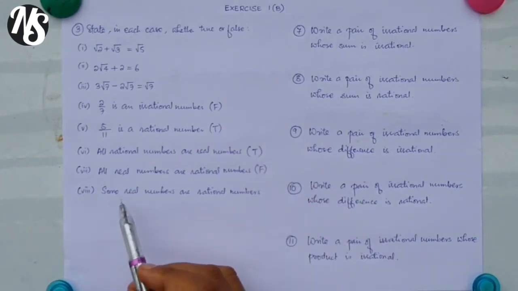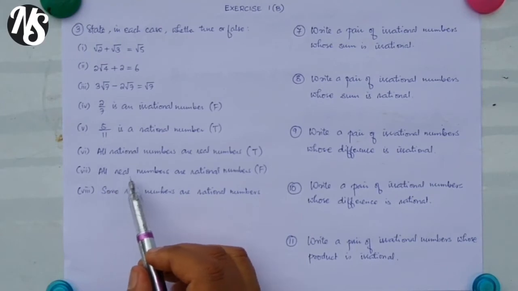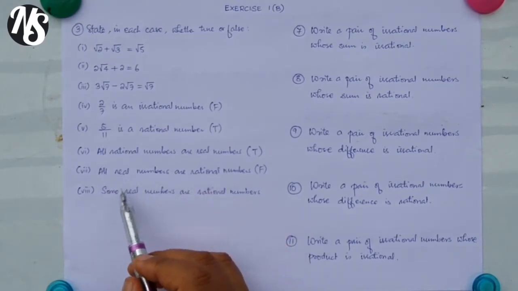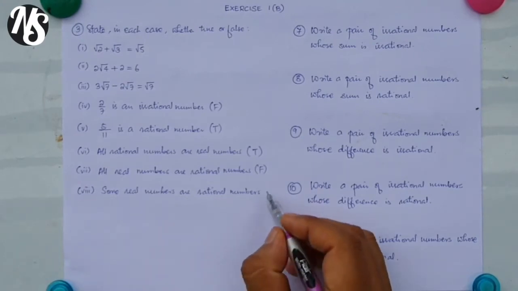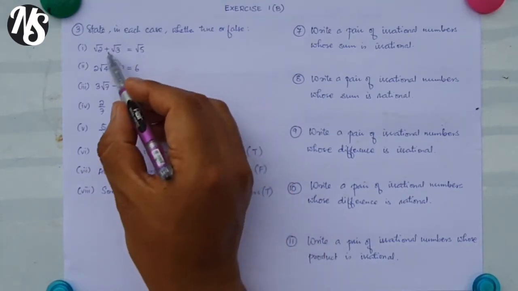Now, some real numbers are rational numbers. Is this true? Yes, because all real numbers are not rational numbers. So only some of the real numbers are rational numbers. That's why this is true in our case. Now let's have a look at the first question.